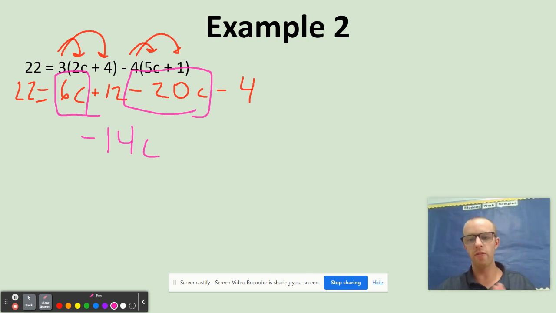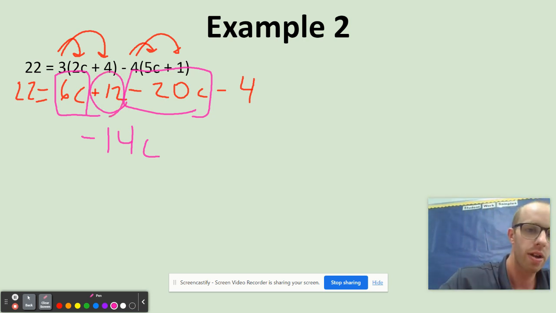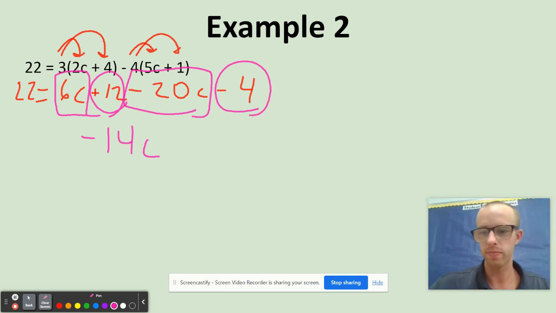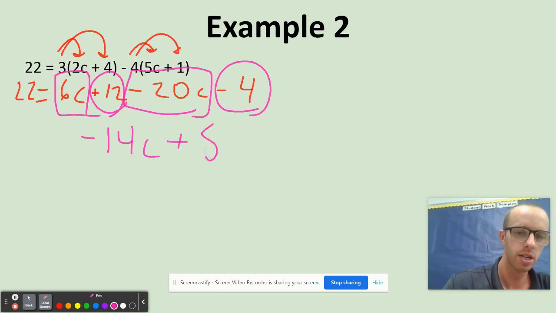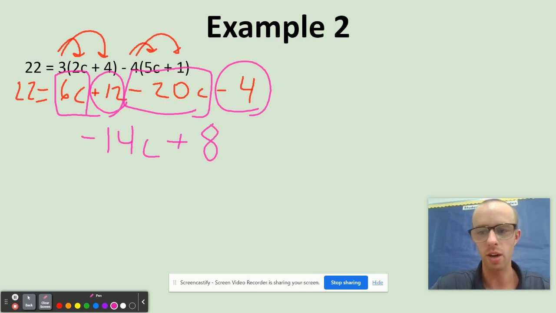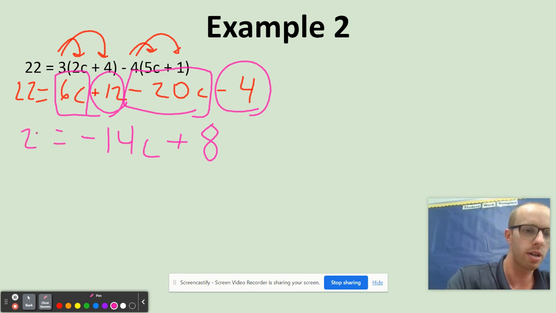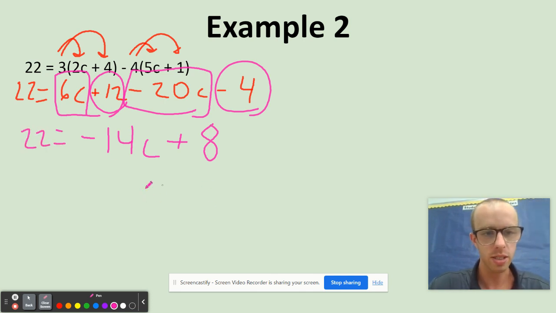And numbers without variables, constants, are also like terms. So I have a positive 12 and a negative 4. 12 minus 4 is 8. It's positive 8. So that turns into positive 8. Constants are also like terms. This is just combining 12 minus 4. That's positive 8. And this still all equals 22. Okay. Now I'm going to add 8 to each. Now I have a two-step equation.